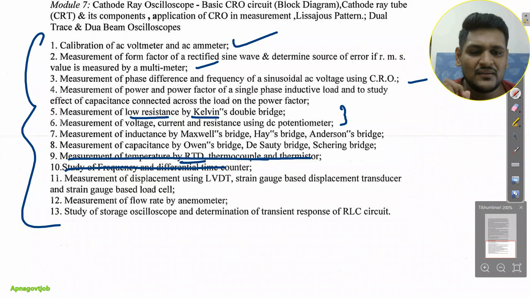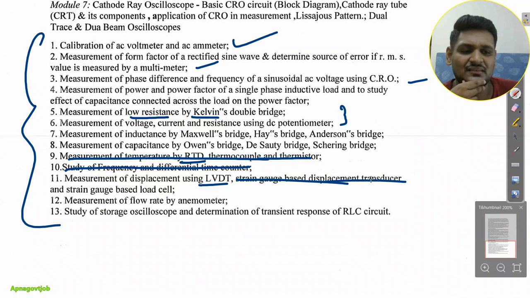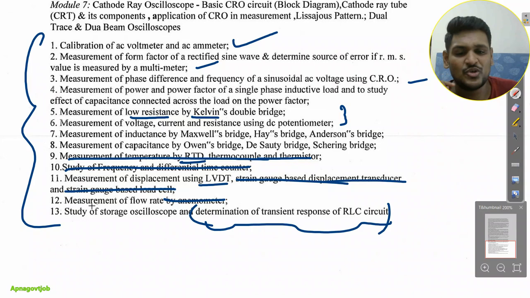Measurement of displacement using LVDT. Just go through this LVDT because I think they can ask you. Strain gauge based displacement transducer and strain gauge based load cell, okay. So just leave this, no need to worry here. Measurement of flow rate by anemometer, leave this. Study of storage oscilloscope, determination of transient response of RLC. So definitely these things you will do in your network subject, so don't worry, okay?